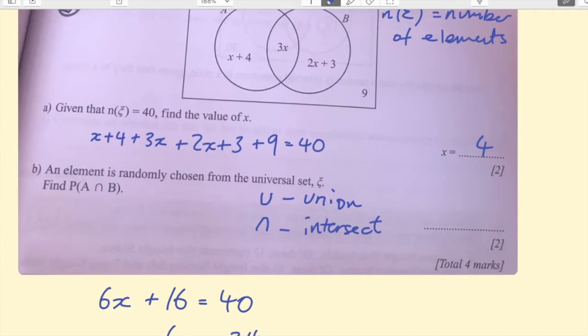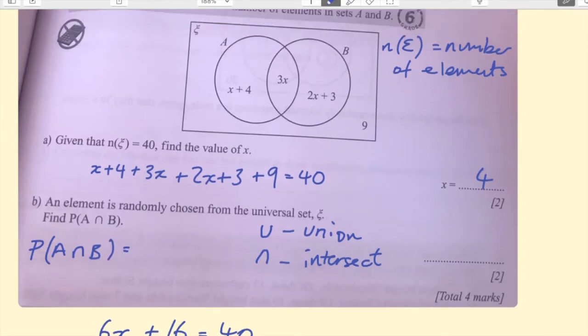So we want the probability, and it doesn't say probability in the question, does it? It just puts a P there. So that means the probability of A intersect B is going to be how many elements in the intersection divided by the total number of elements in the universal set. So remember that x equaled 4, right? That's a key part of this question.